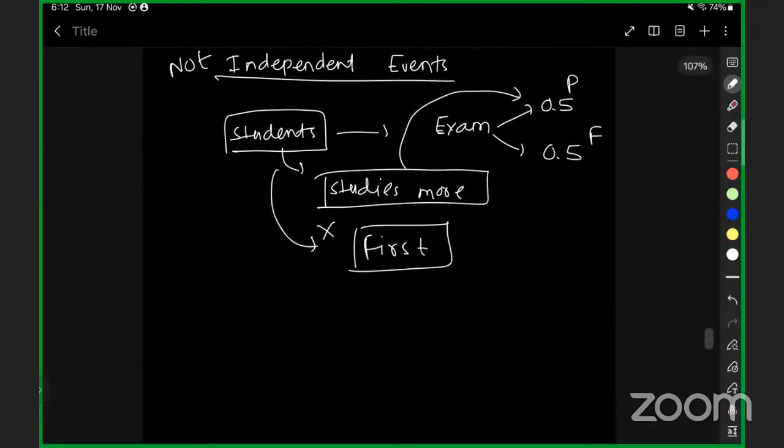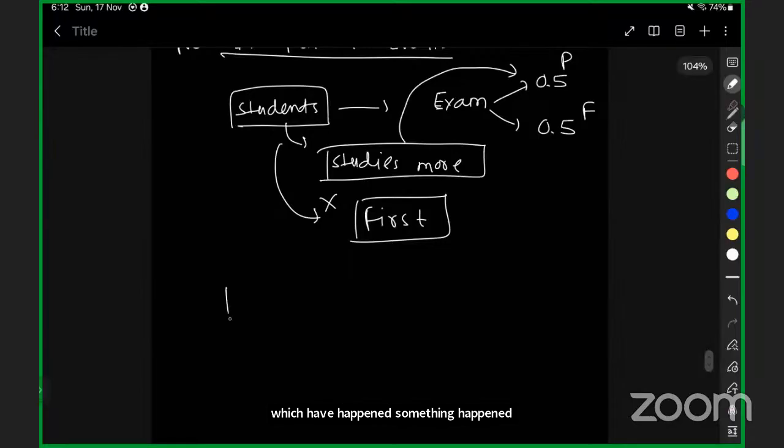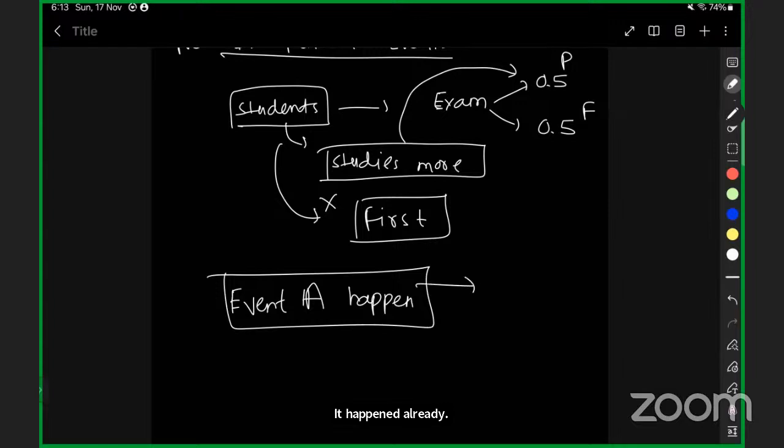Then I'll come across this again, but just so I give you the intuition: independent events are those where something happens that will not affect what will happen next, right? So let's say event A happened already. It will not affect in any way the next event which is going to happen due to this.